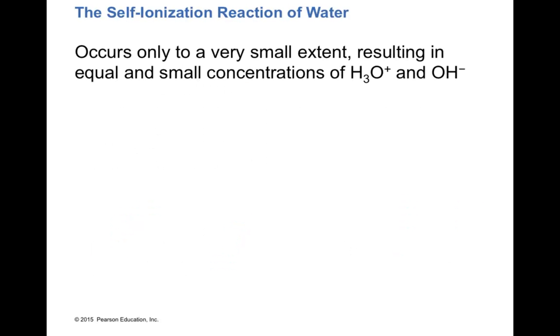Now, this occurs only to a very small extent, resulting in equal and small concentrations of hydronium and OH. A good question is why, if you produce H3O in water, the water is not an acid. Because it's going to be neutralized by the same amount of OH. That's the reason why, even though you have hydronium ion and hydroxide ion in water, both of them cancel, both of them neutralize. That's why the water has a pH of 7.